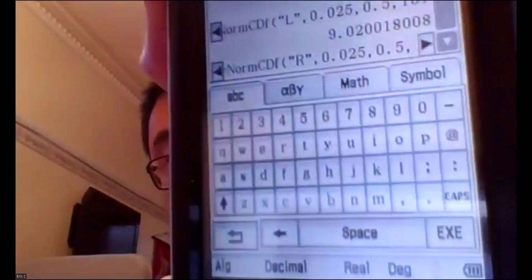And then to get C2 is really easy because it's symmetrical. The right tail has the same area under the graph. So we paste it and we just change the L into a capital R like that. So change it to R for right tail and press enter. And that is our C2, 10.98. So that's all the answers there, and all the steps to solve for the normal distribution.